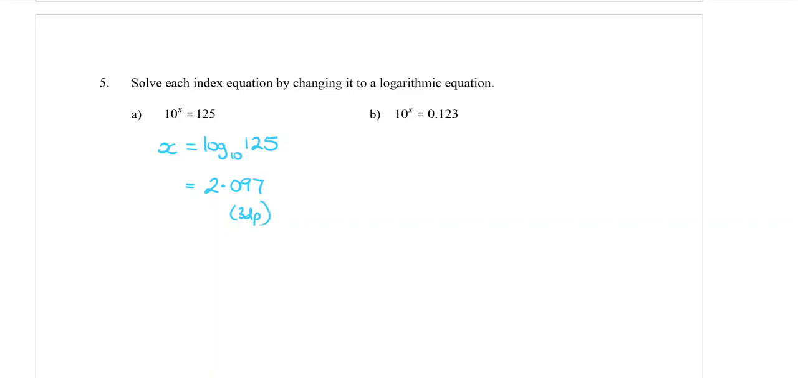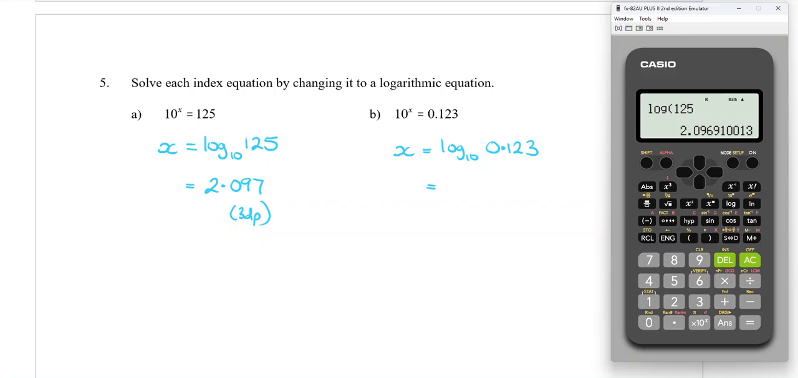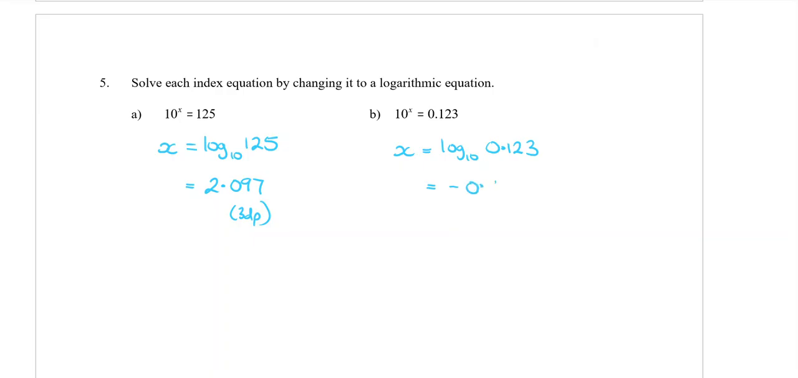And for part B, to get the x by itself, I slide the base 10 over to be log base 10 of 0.123. Okay, again, because it's a base 10, it can go into the calculator. Log of 0.123 is negative 0.910. Again, that's doing 3 decimal places.